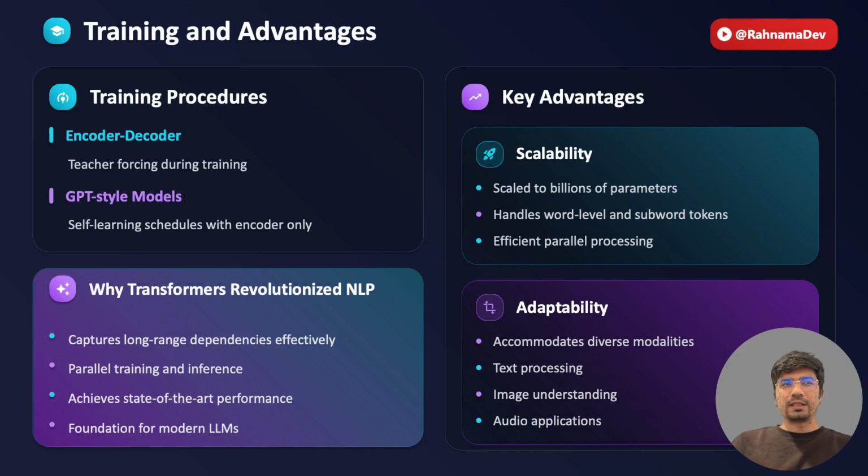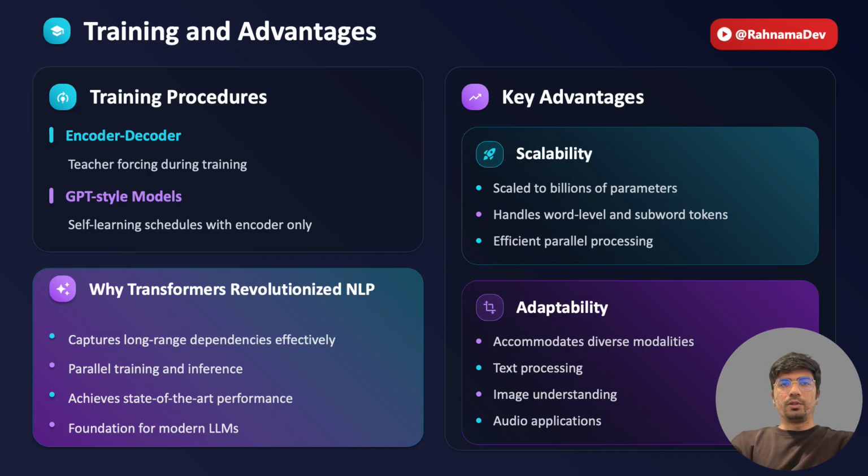Transformers consistently outperform previous architectures on virtually all NLP benchmarks, from language understanding to generation. They have set new standards. Every major LLM today, GPT, BERT, Claude, Llama, and more, is based on the transformer architecture. This architecture has become the foundation for modern AI language capabilities.